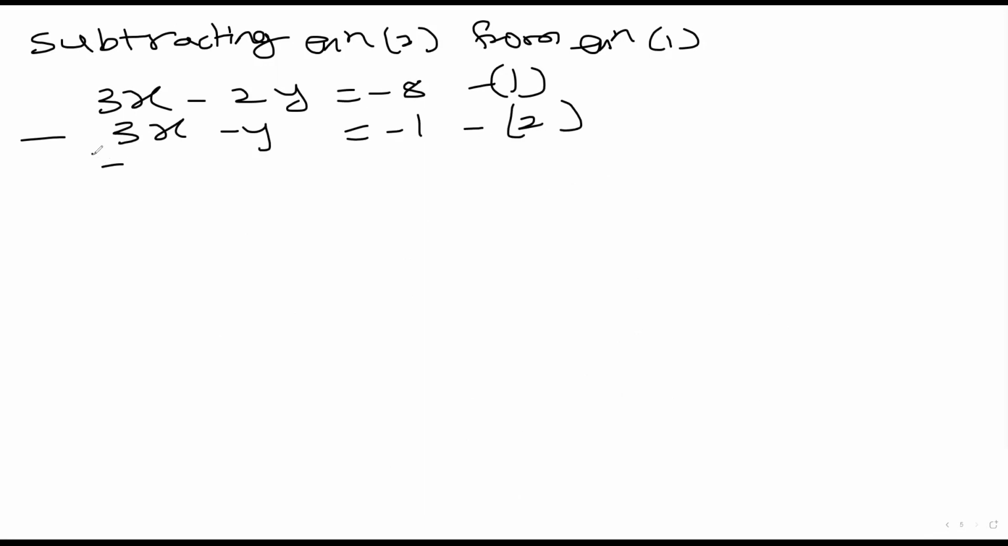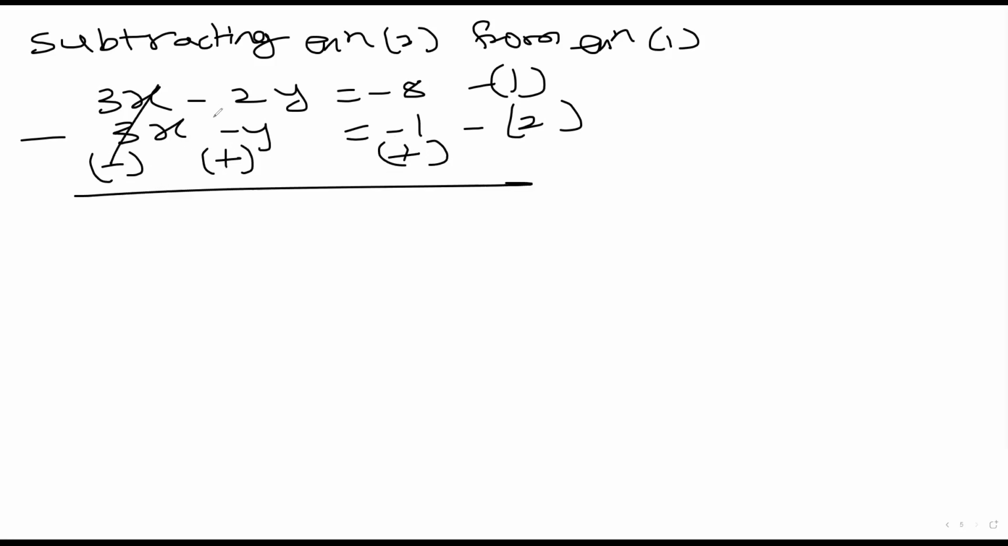So this becomes negative, this becomes positive, this becomes positive. So 3x will get cancelled. Minus 2y plus y will become minus y. And minus 8 plus 1 will become minus 7. Both are minus, so y will be 7.